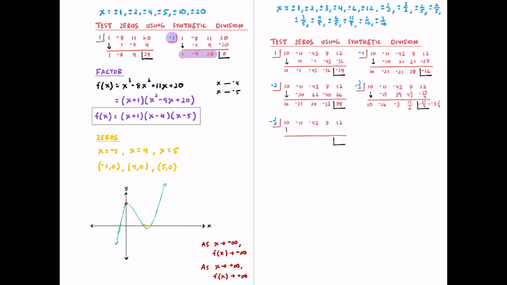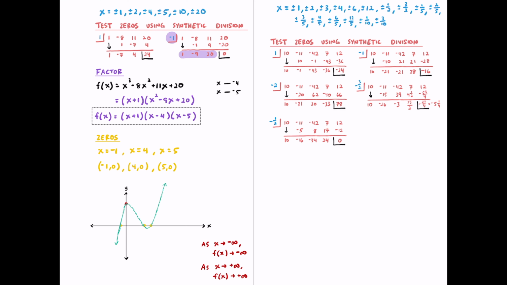That would be nice. Let's take this 10 and bring it straight down. Half of 10 is 5, so this is going to be a negative 5. Negative 11 plus negative 5 is going to be negative 16. We like even numbers here. 16, half of that is 8, so we have a positive 8. Negative 42 plus 8 is going to be a negative 34. Half of 34 is 17, so we're going to have positive 17. 7 plus 17 is 24. Ooh, half of 24 is 12. It's a negative 12, and we finally have a 0.